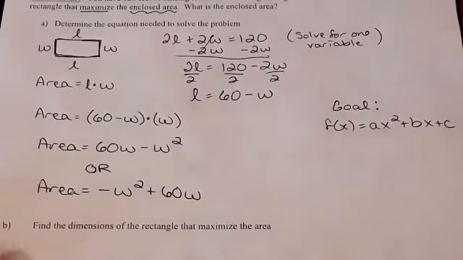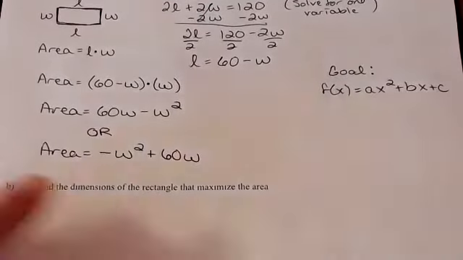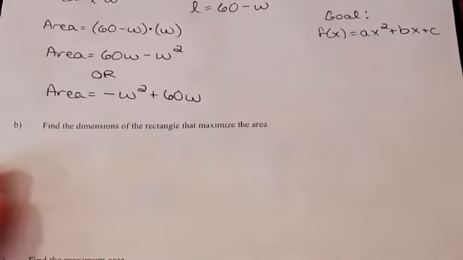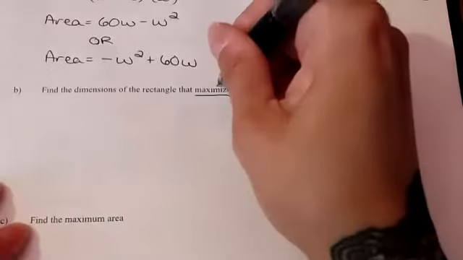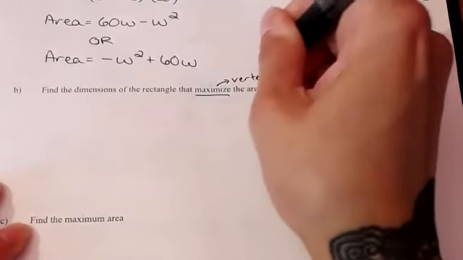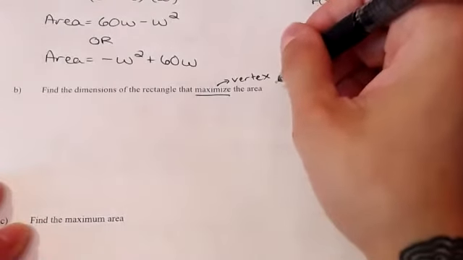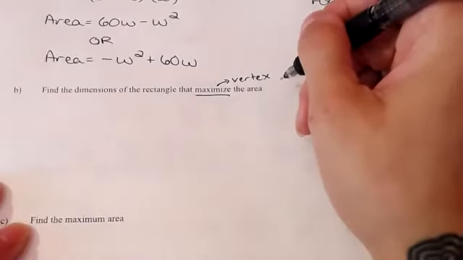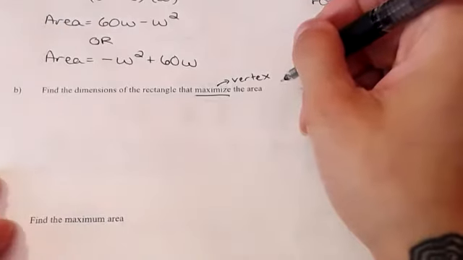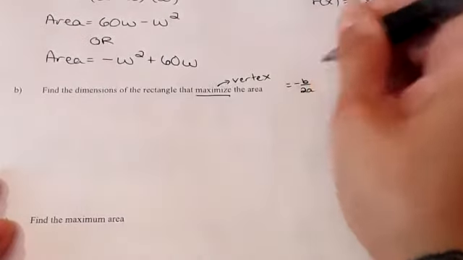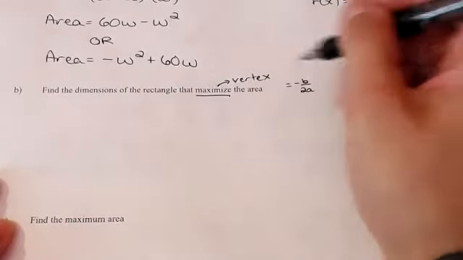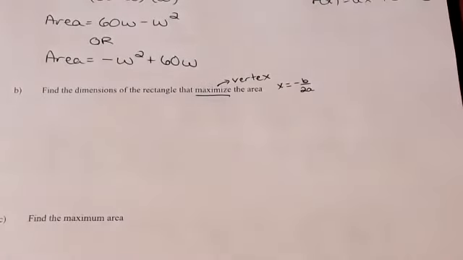The next thing we want to do here is find the dimensions of the rectangle that maximize area. What does that mean I'm trying to find? Talk me through the next steps. I have to find the vertex. Yes, I need to find the vertex. What's the formula for finding the vertex? Negative b over 2a. Good. Give me the entire equation. What equals negative b over 2a? X. Yeah, so x is equal to negative b over 2a.